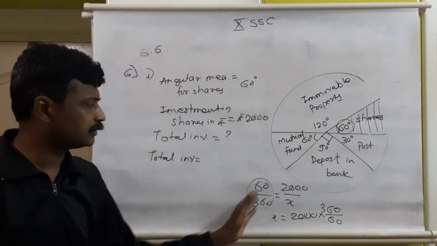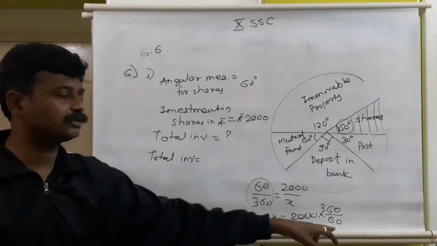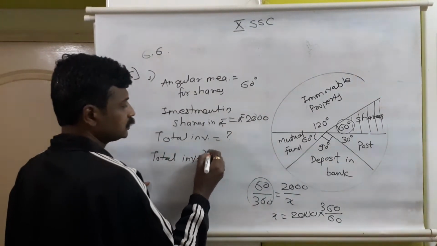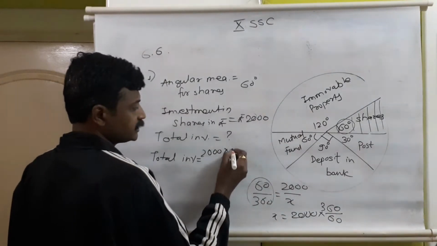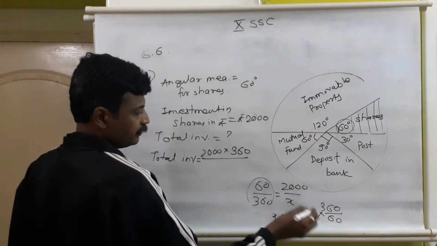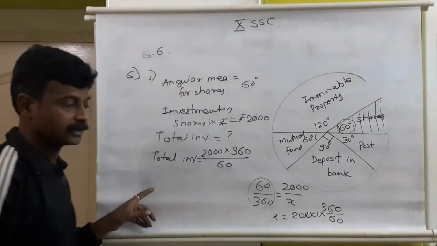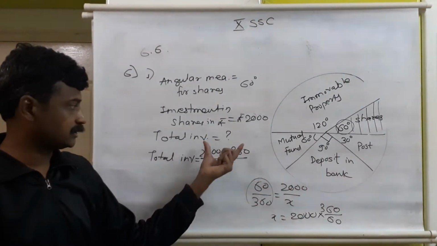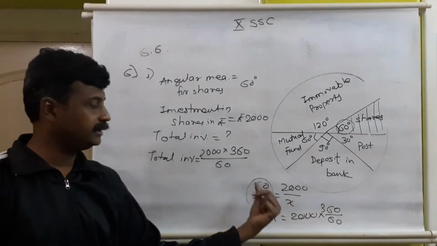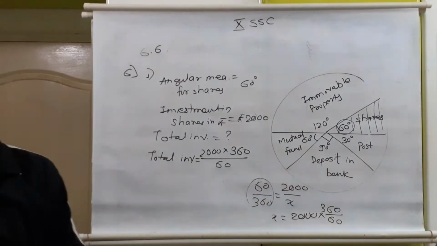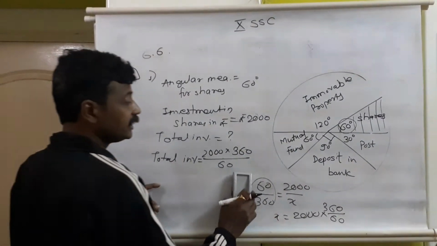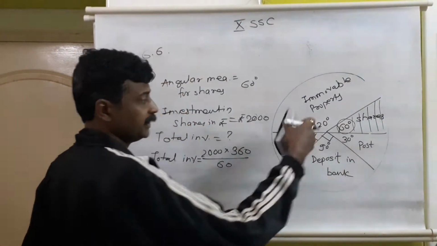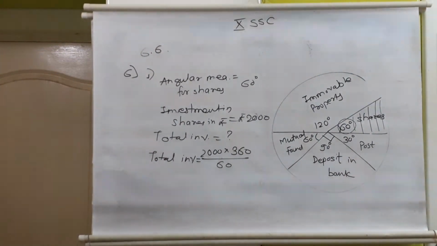60 into X will be equal to 360 into 2000, then 60 goes to the other side, it will be at the denominator. So total investment will be equal to 2000 into 360 divided by 60. See, by this rule, 60 into X is equal to 2000 into 360. 2000 into 360 at one side and 60 goes to the other side, it will be at the denominator. This calculation will give us the total investment of the family overall comparatively.